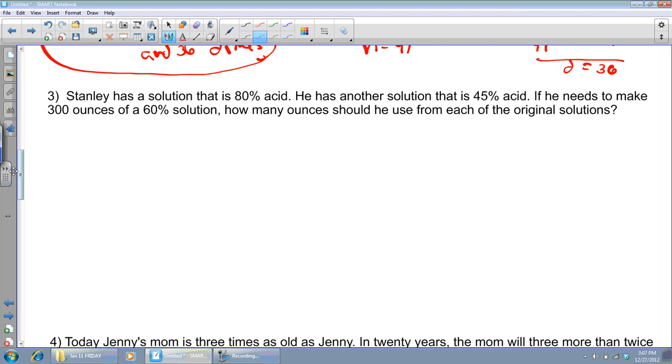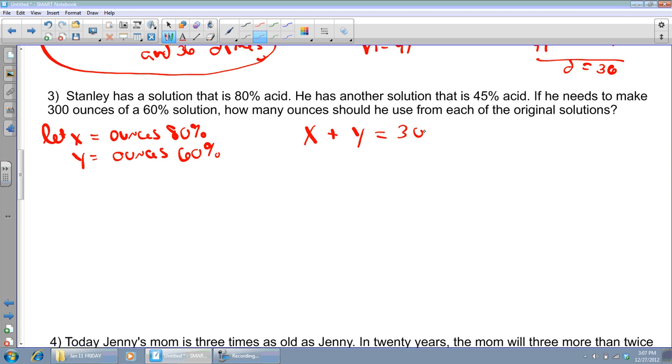Okay, number 3, chemistry problem. You guys should be really good at these. I'm going to let X equal the ounces of the 80% solution. Y is going to equal the ounces of the 60% solution. I know I need a total of 300 ounces, so X plus Y is going to equal 300. And then I'm going to have 0.8 X plus 0.6 Y, and that's got to equal 45.